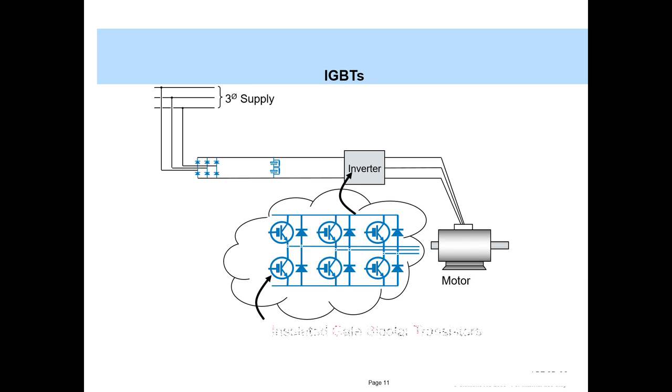Next we have the inverter, which is made up of IGBTs with freewheeling diodes in parallel. We'll look in further slides at the importance of these freewheeling diodes. Basically, they facilitate the continuous current.